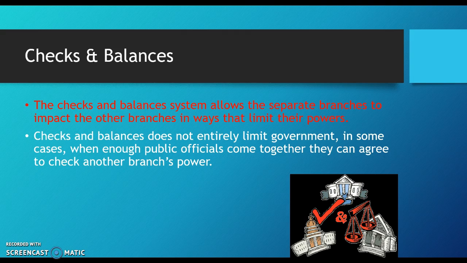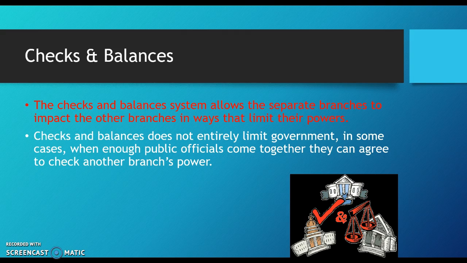Now, on top of those three branches, we also put into place what are called checks and balances. The checks and balance system allows the separate branches to impact one another. Basically, think of it this way. If we had wild wolves in the wild and they take down a deer, no one wild wolf is going to take the deer all for itself, because they're all pushing and pulling on that piece of meat all at the same time. This is going to keep everybody in check. They're going to be forced to share their meal. And likewise, in our government, the three branches have to share the power.